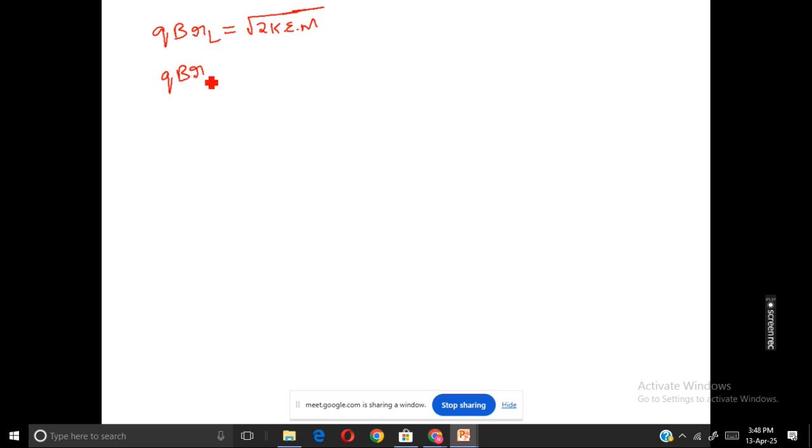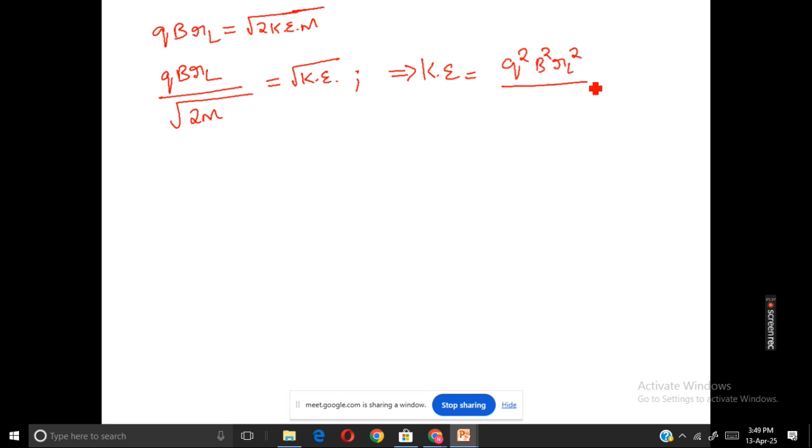So qB RL by root of 2m is equal to root of kinetic energy, or kinetic energy is equal to the whole square of this. Kinetic energy is equal to q square B square RL square by 2 into m. This is the equation for kinetic energy.